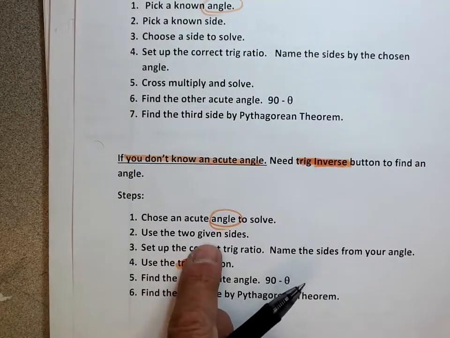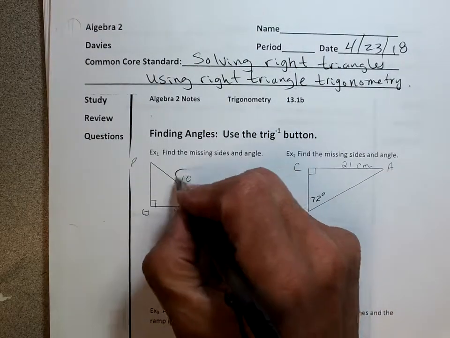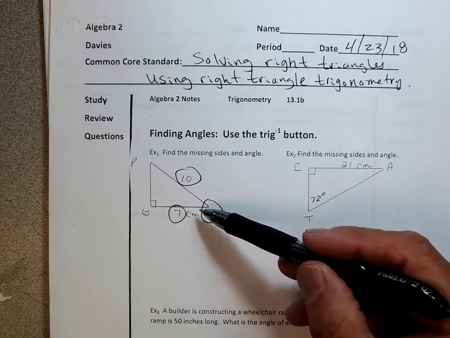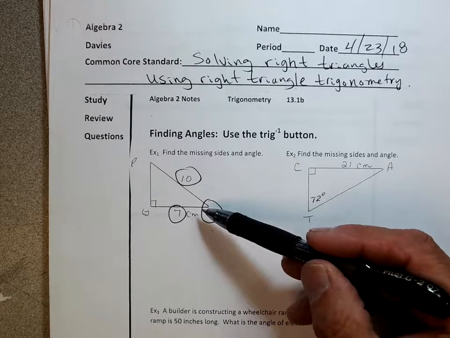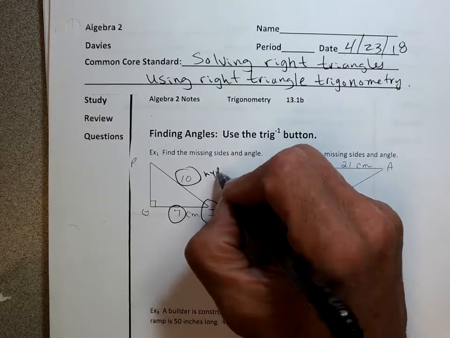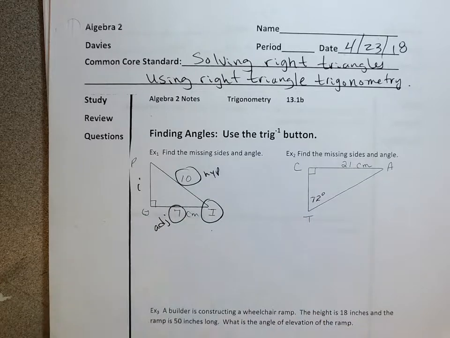So step 1, choose an acute angle to solve. Okay, what's my second step? Use the two given sides, right? So I'm going to use the 10 and the 7. Now, from the angle, you get your names. This is my hypotenuse, and that's my adjacent, okay? I don't know anything about the opposite, but I'll figure that out later using something else.